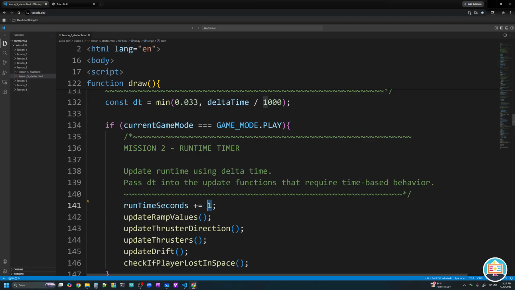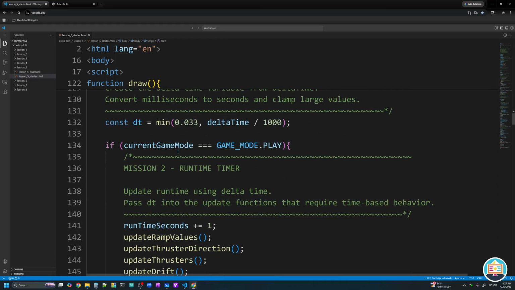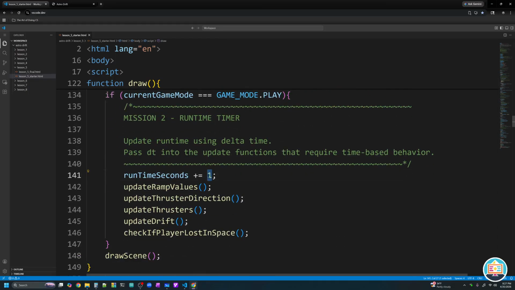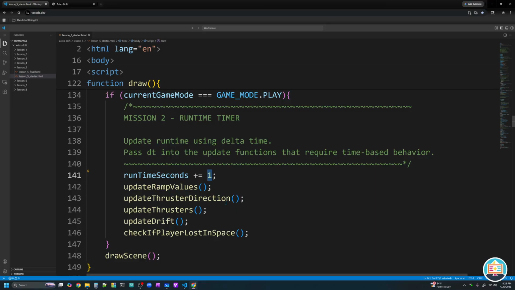In fact, what are we doing? Well, we're inside the draw function, and remember, the draw function runs every single frame. So every single frame of our game, I'm adding 1 to runtime seconds. This is not showing the amount of time that has elapsed. This is showing how many frames we have actually processed. So that's actually kind of neat, right? Every single frame, we're adding 1 to this. So right now, my game has gone through about 1,500 frames. But I mean, it's cool, but it's not what we want.